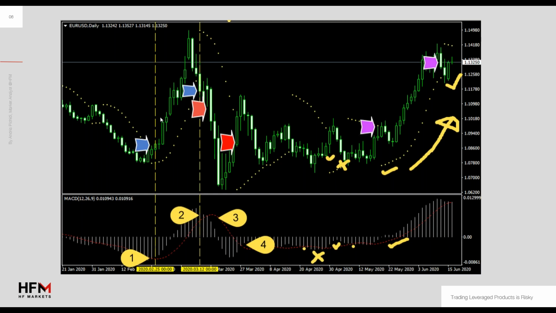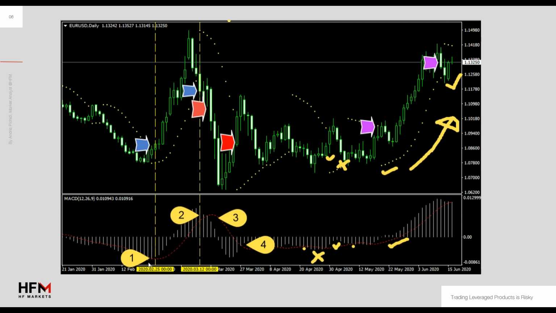Okay, they both agree. Why? Guys, you told me earlier, the fact that parabolic SAR is below the price means a buying signal, an uptrend. The fact that MACD lines increase above the signal lines means that the bulls have started to gain control.